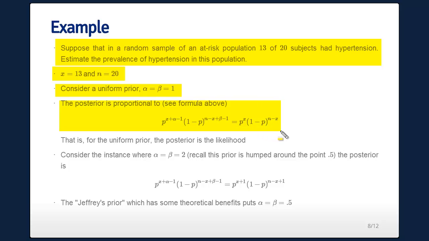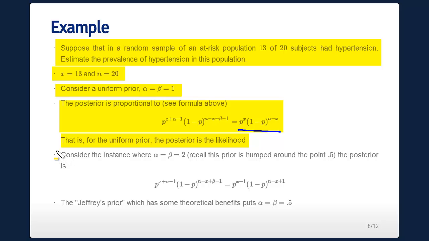You've seen the formula on the previous slide. The posterior is p to the x plus alpha minus 1, 1 minus p to the n minus x plus beta minus 1. Alpha and beta are 1, so this works out to be p to the x, 1 minus p to the n minus x, which is the likelihood. So in the case of a uniform prior, the posterior is the likelihood.